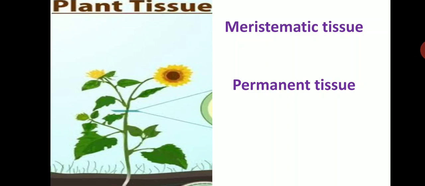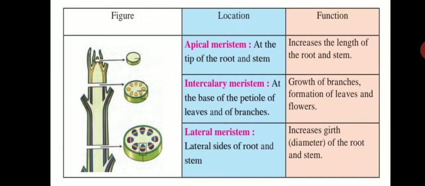So according to the function and their location, there are two main types of plant tissue. First one is meristematic tissue and second one is permanent tissue. So let us start with the meristematic tissues. Meristematic tissues are present at the growing tip of the plant body.